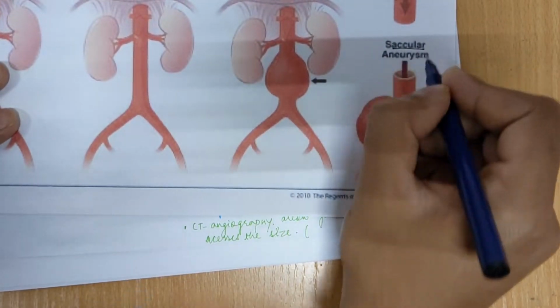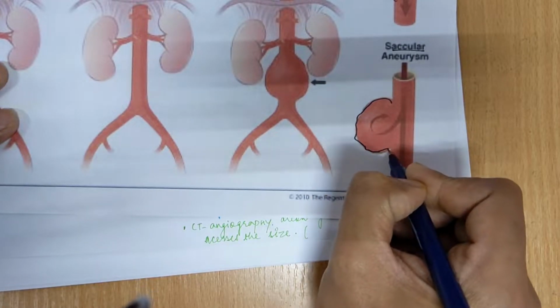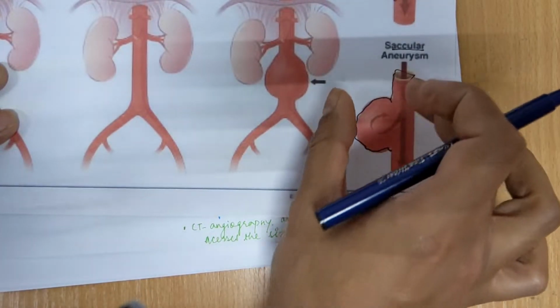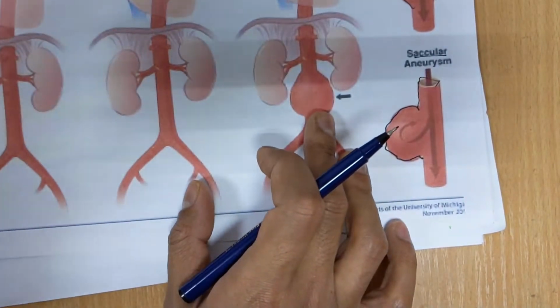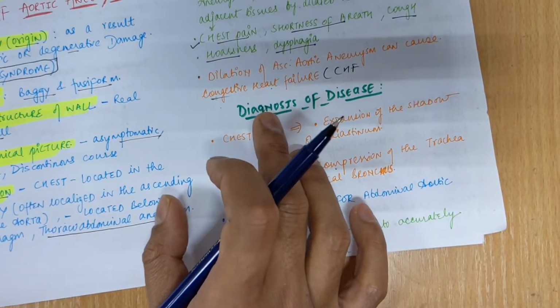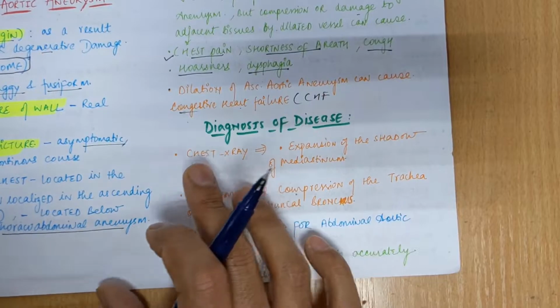So this is thoracic, but there can be a circular, saccular shape of bulging in the artery too. It depends on the shape, which is why the classification is on the basis of the shape. Now comes the diagnosis. What diagnosis can you do?